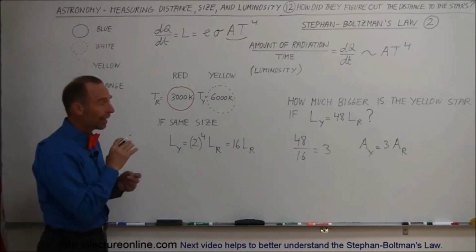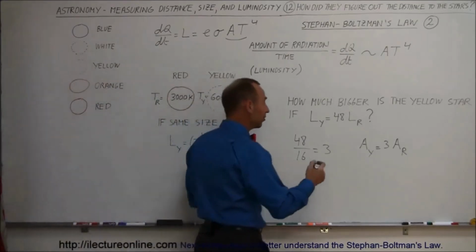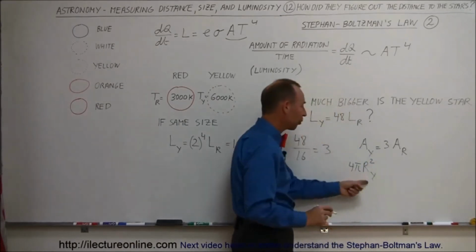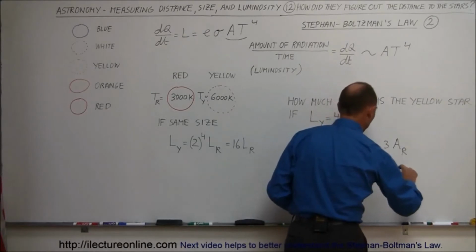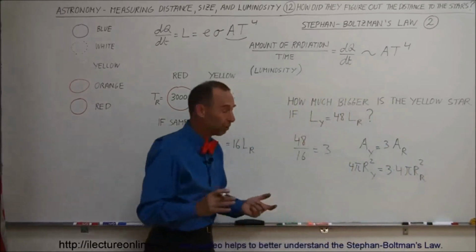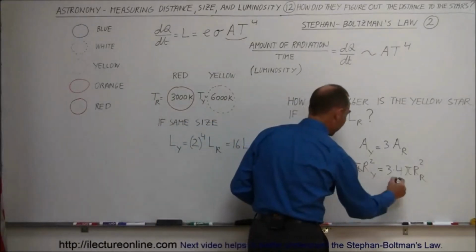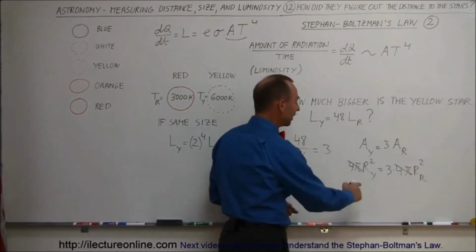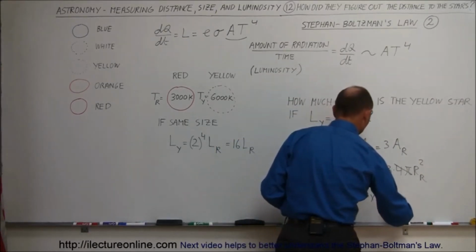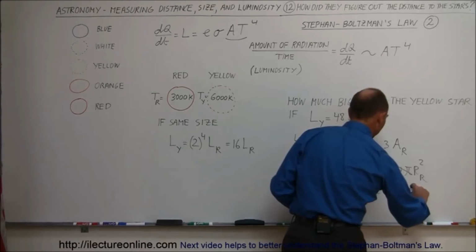So now since we know that the surface area is 3 times that of the red star, we can say that since the area is 4 pi r squared, 4 pi r squared of the yellow star is equal to 3 times 4 pi r squared of the red star, right? So simply replacing the area by what the surface area of a sphere is equal to. Then cancel out the 4 pi on both sides, and if I want to find the radius of the yellow star, I can say that the radius of the yellow star is therefore equal to the square root of 3 times the radius of the red star.